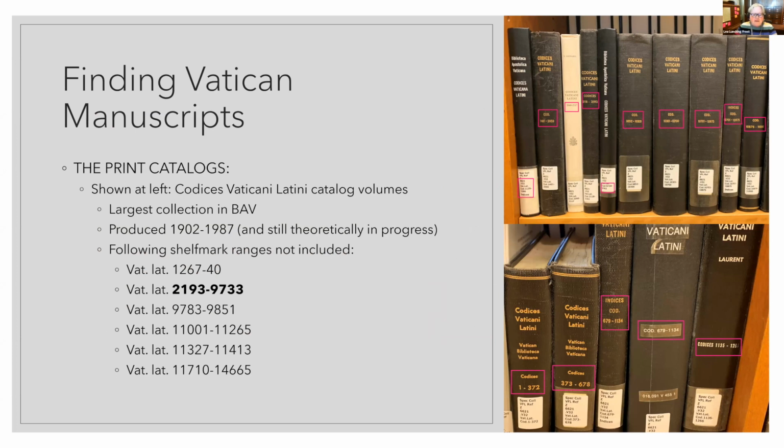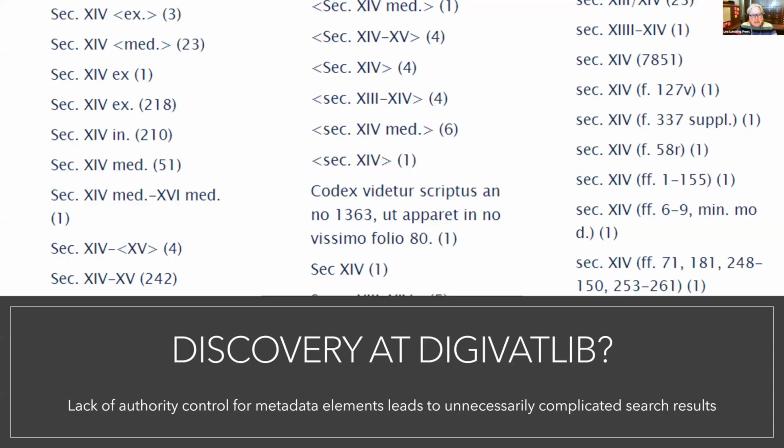A search for manuscripts dated to the 14th century, a very broad category, but a simple one, yields the following results. As you can see, the lack of authority controls makes it very difficult to find the appropriate material. Basically, any way that the cataloger spelled it showed up as its own category instead of one broad category for 14th century.